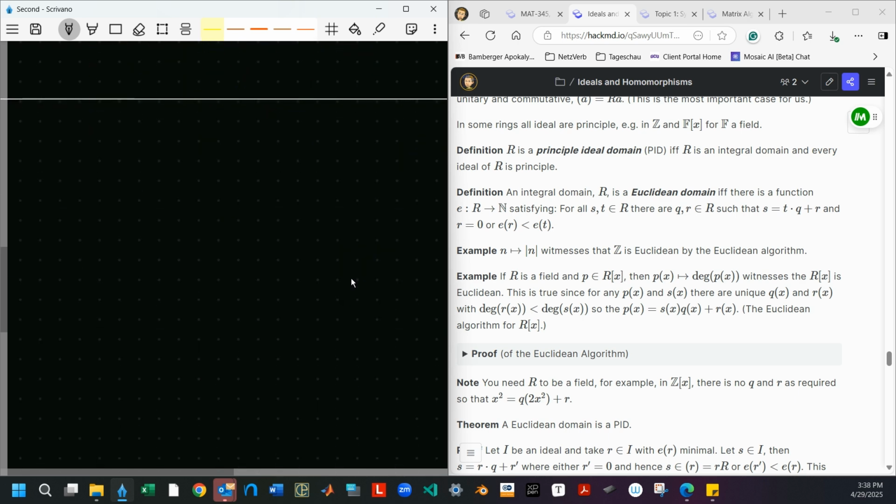So let's see, what kind of things are Euclidean domains? Now here's where we start with a field, and it's interesting to see why we need a field here. Then F[x] is a Euclidean domain.